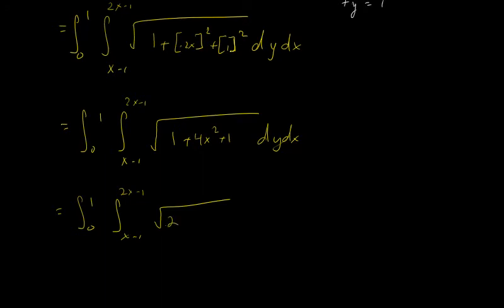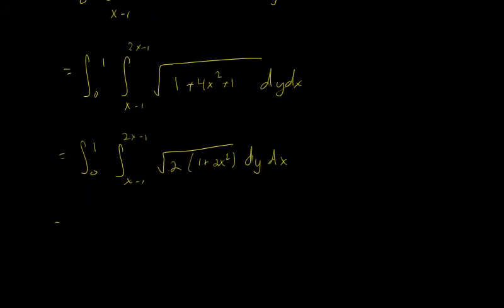Square root of 2 times 1 plus 2x squared. Okay, so if I add 1 and 1, I get 2. Factor out a 2, I get 2 times 1 plus 2x squared, dy dx. So we can go ahead and take that root 2 out. That's going to leave us with the square root of 1 plus 2x squared dy dx.